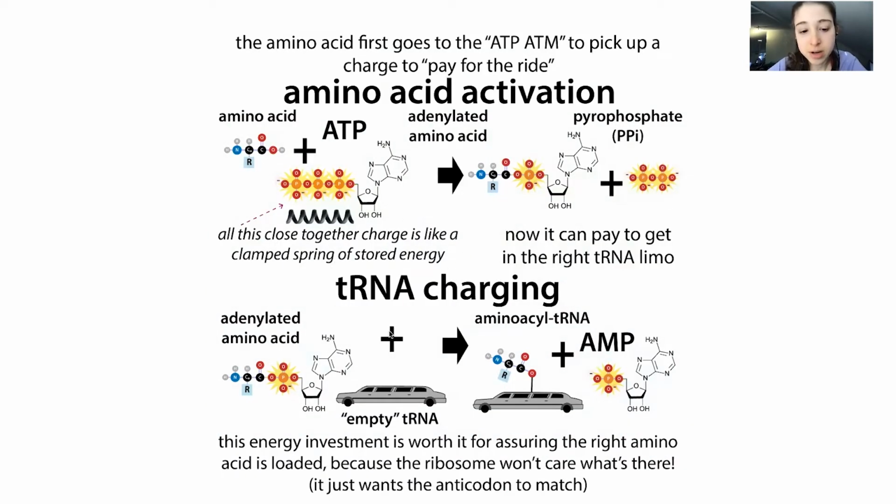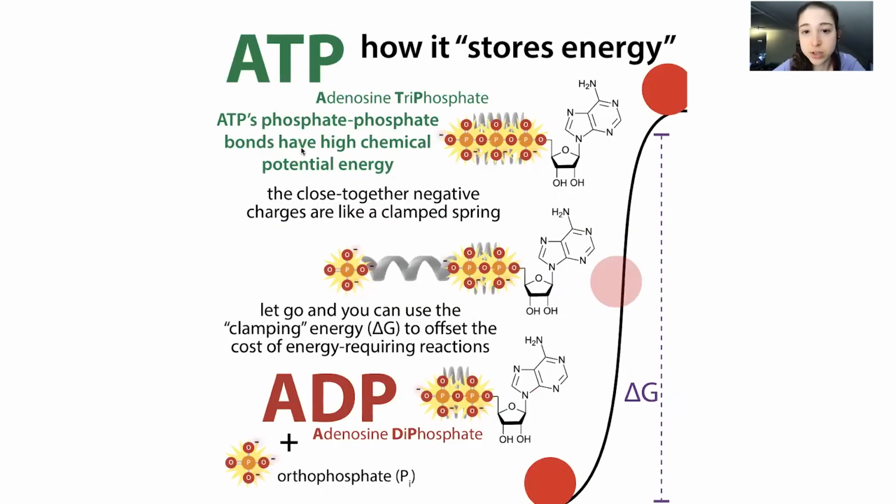So in our limo analogy, we're basically putting the right amino acid on the right limo. You can think of this as the amino acid going to the ATM to pick up a charge to pay for the ride. And basically, this is going to require the use of ATP. ATP is kind of like energy money. It has these phosphate groups which are negatively charged. It's kind of like a clamped spring. These are going to be held tightly together, like you're clamping a spring, which doesn't want to be clamped. So if you break one of these bonds, then you release energy.